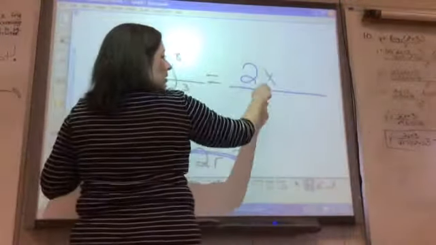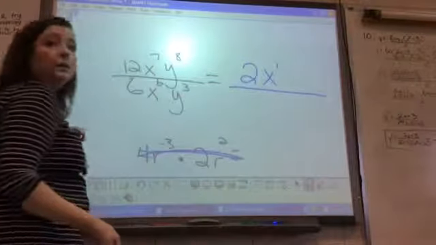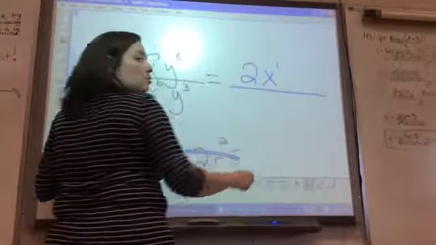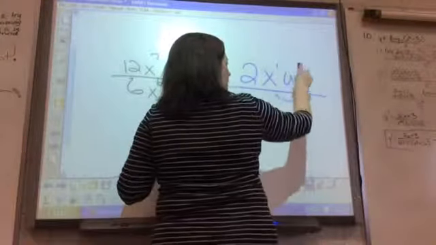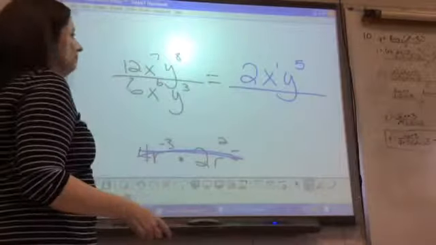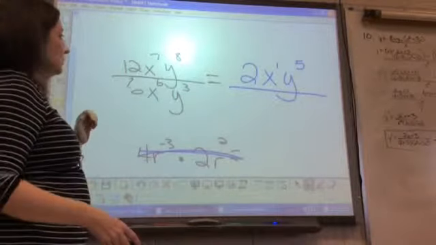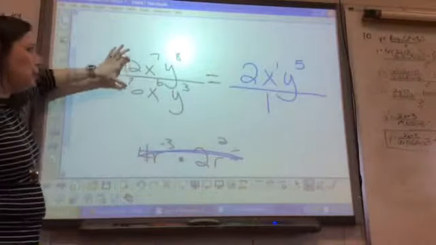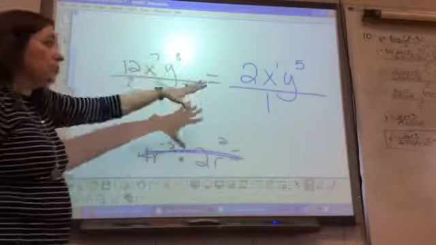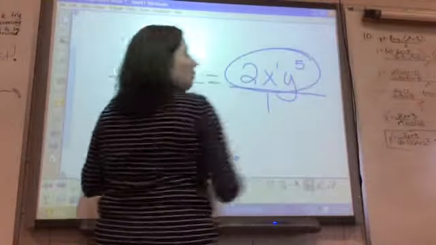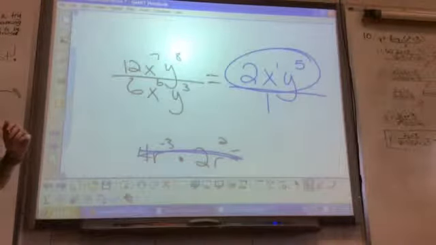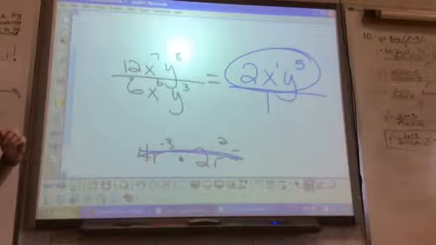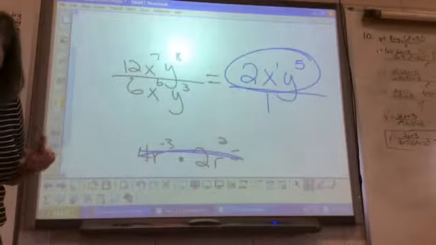So x is to the first, technically. You don't have to show that. All right, y to the 8 minus 3, which is, all right, now what's on bottom? Really, nothing's on bottom. Because we took care of this, so technically, we could just say that. Okay? All right, so.